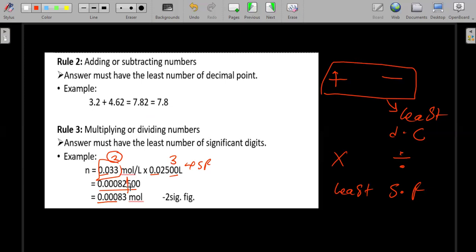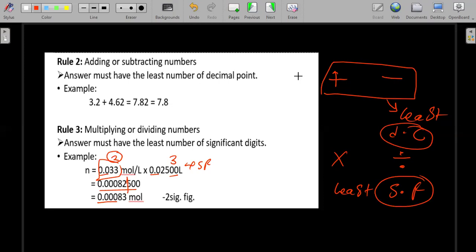Okay, then we have a 5. So we'll get a 1 and add it there. Then we end up having 83, like that. Okay, so those are the rules you apply when multiplying or dividing numbers. So summary: when you are adding or subtracting, you follow the one with the least decimal places. When you are multiplying or dividing, follow the one with the least significant figures.